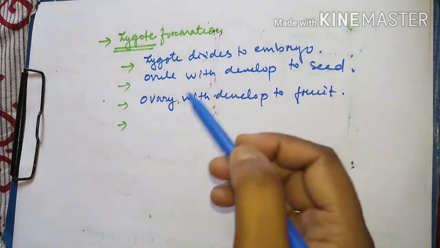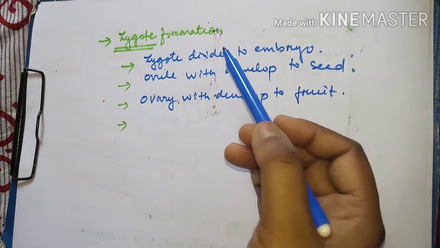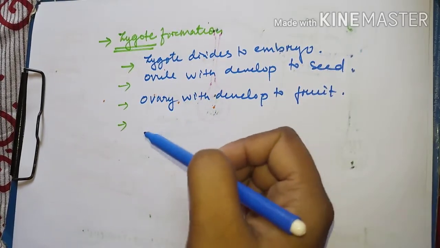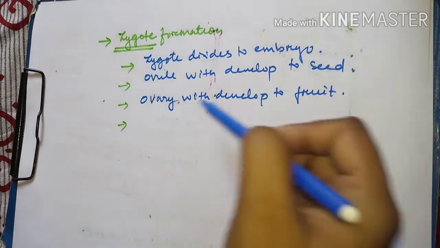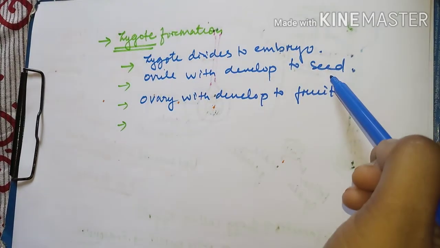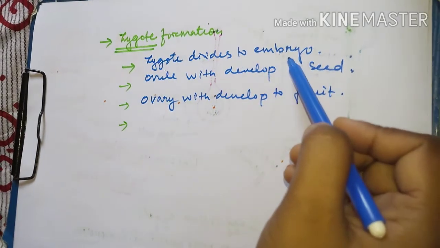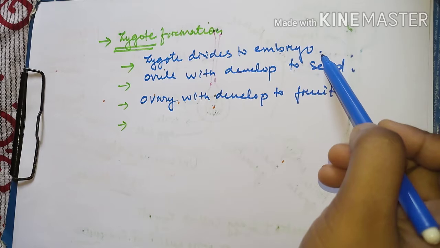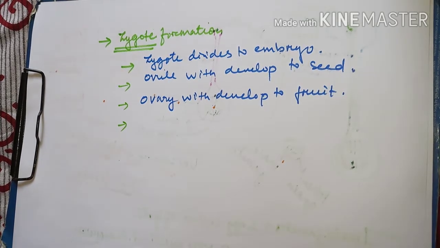So now we will just discuss the ovary. Inside the ovary, the ovule was there, and inside the ovule the embryo sac containing the egg cell was there. Now when the ovary develops into fruit, at the same time the ovule would have developed into seed, and the zygote has already divided to form the embryo. So the embryo is present inside the seed and the seed is present inside the fruit.